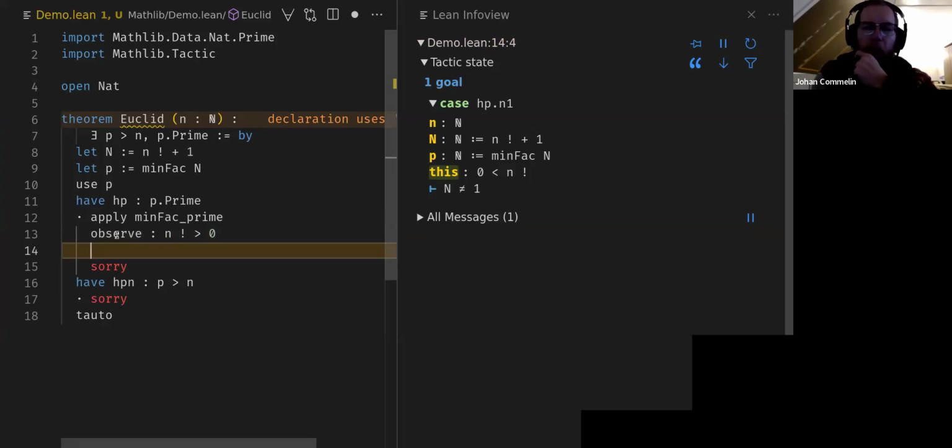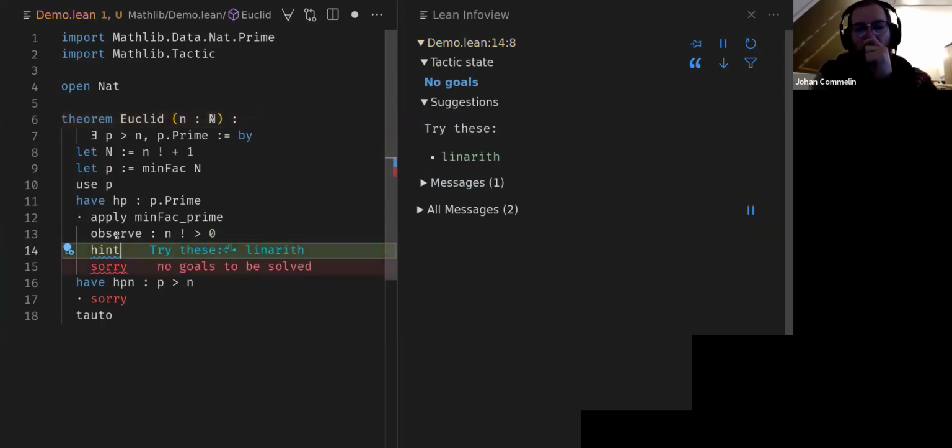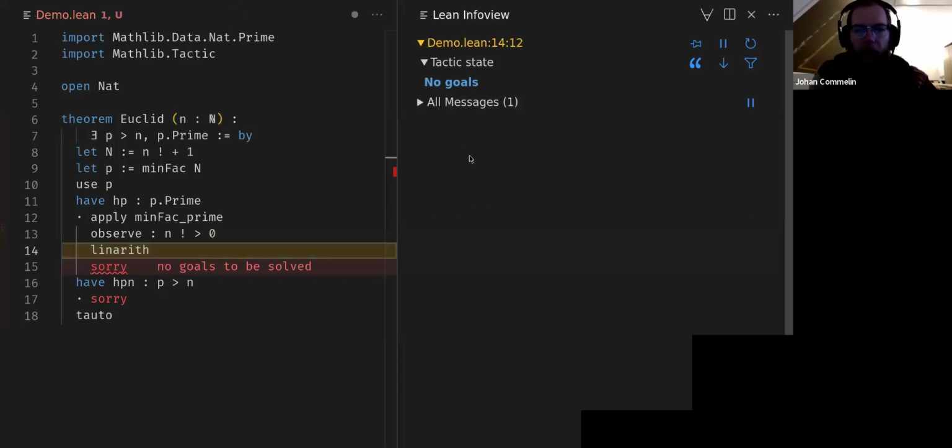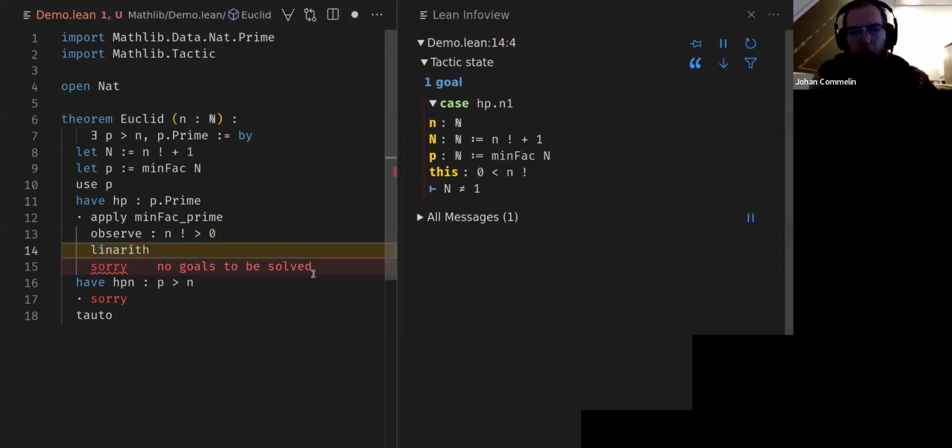Okay, maybe we don't really know how to tell Lean that this is now obvious. So we ask it for a hint. And Lean says, well, I have a little program that is able to construct simple proofs about inequalities and equalities and things like that. It's called linear arithmetic. Okay, so we click on that suggestion, and now the little linarith program says, okay, I can take this assumption that factorials are positive and use it to prove that n is not equal to 1.